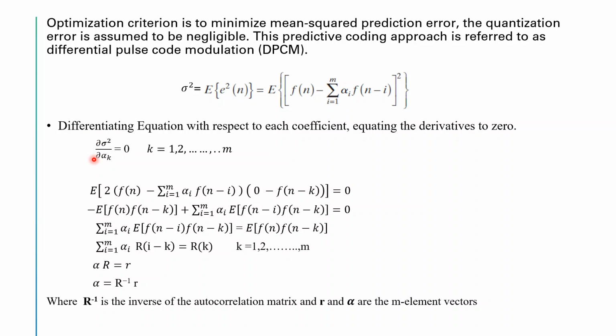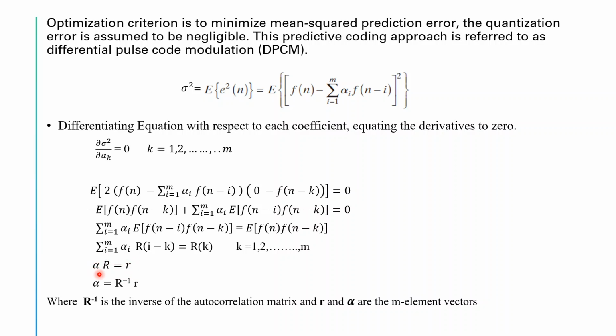We differentiate the error with respect to the prediction coefficients, and after differentiating and minimizing, we arrive at the final expression: the sum over i from 1 to m of alpha i times r(i - k), where r is the autocorrelation function and i - k is the distance or lag.